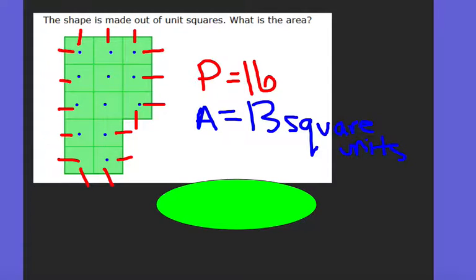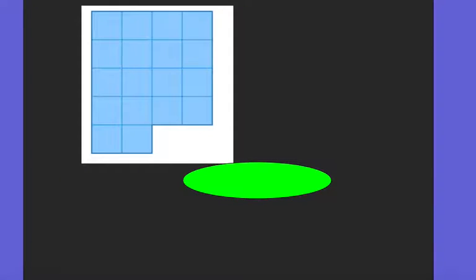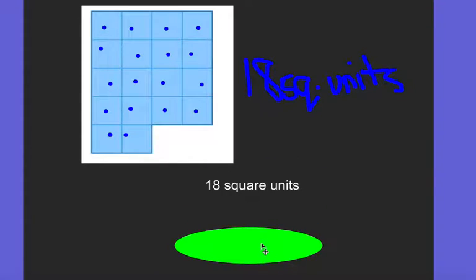Okay, let's try another one. It asked me to find the area. So I'm going to get my dot ready. I'm going to count dots. 1, 2, 3, 4, 5, 6, 7, 8, 9, 10, 11, 12, 13, 14, 15, 16, 17, 18. So my area is 18 square. I can put an SQ period if I want to. Square units. Let's see if we're right.